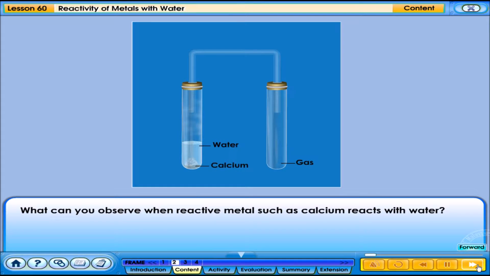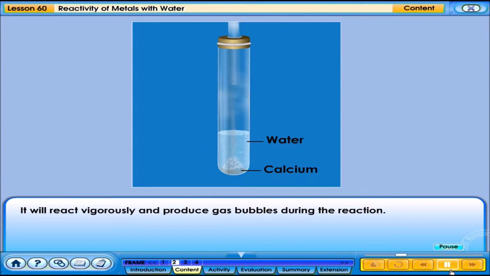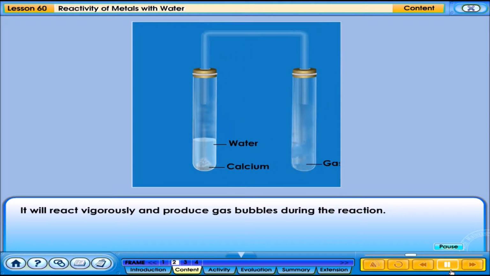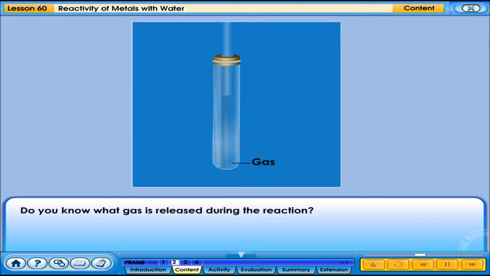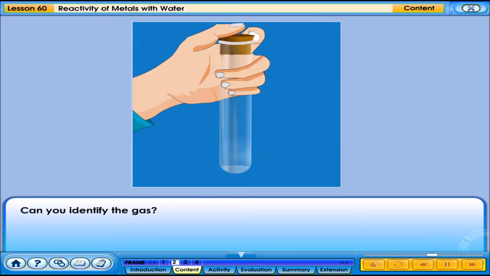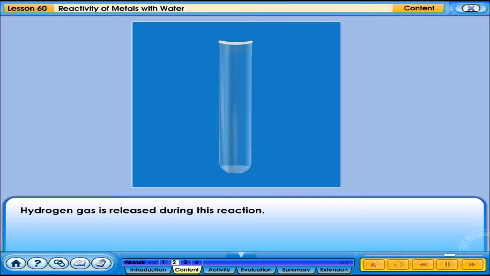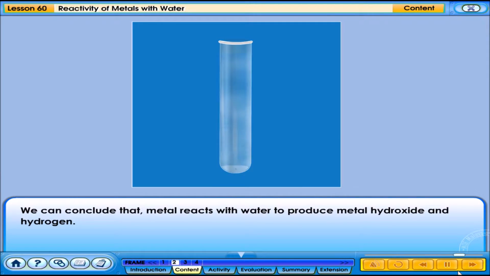What can you observe when reactive metals such as calcium react with water? It will react vigorously and produce gas bubbles during the reaction. Do you know what gas is released during the reaction? Can you identify the gas? Hydrogen gas is released during this reaction. We can conclude that metal reacts with water to produce metal hydroxide and hydrogen.